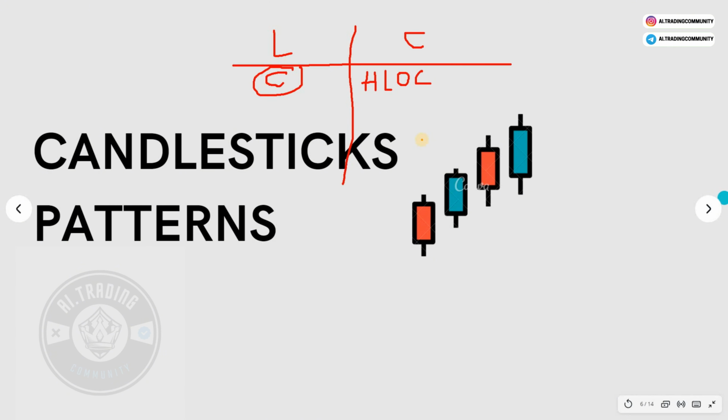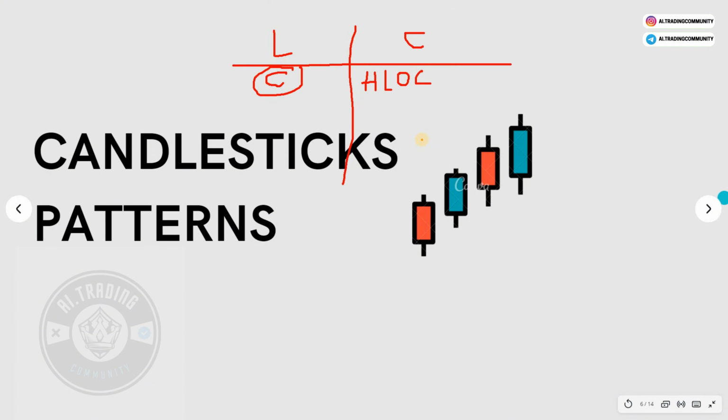So it gives us more data than a line chart. That's why we are using candlesticks. As a trader, we need more data in order to understand what the market is trying to tell you. Candlesticks, price patterns, and price action are the language of the market. If you are able to read price action and candlesticks properly, you will be able to communicate with the market and take profitable trades.